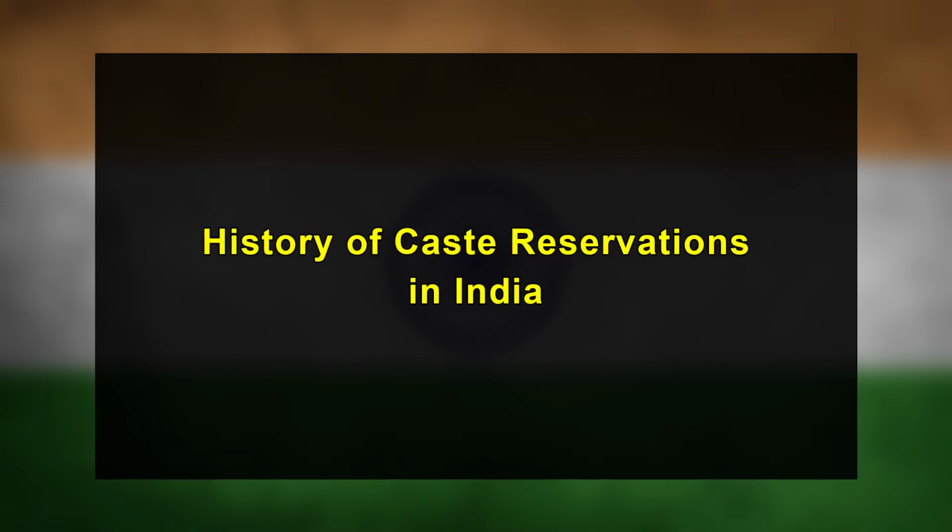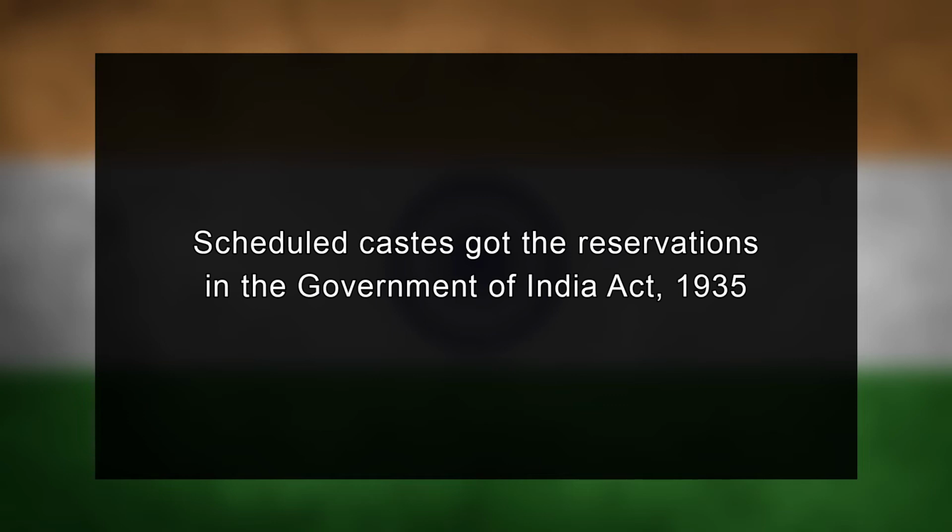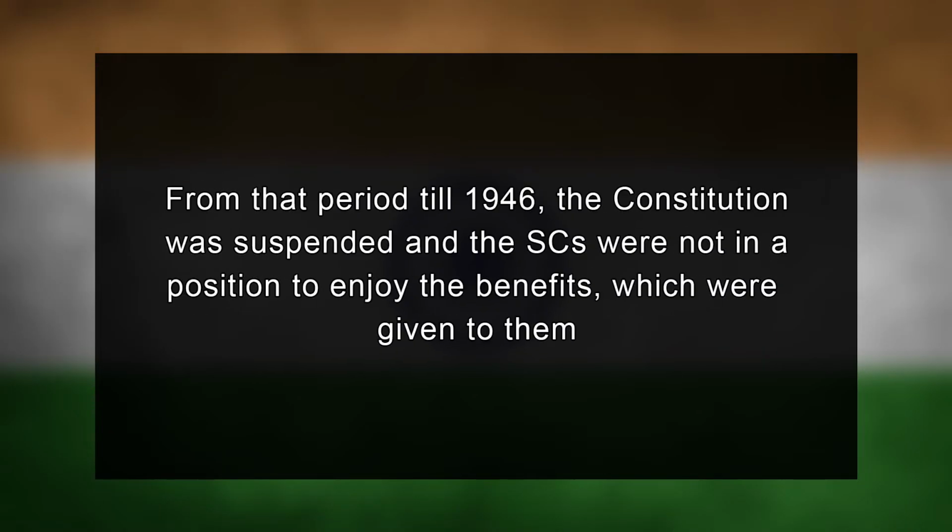History of caste reservations in India. The scheduled castes got the reservations in the Government of India Act 1935. The commencement of this benefit of special reservations practically began in the year 1937, when the Act came into operation, and sustained till 1939. From that period till 1946, the Constitution was suspended and the SCs were not in a position to enjoy the benefits which were given to them.